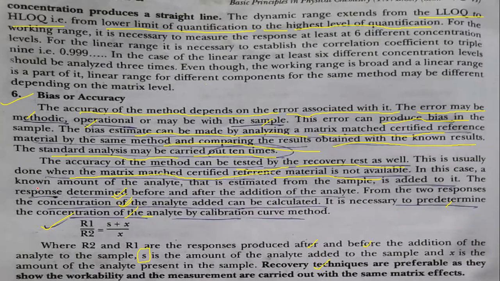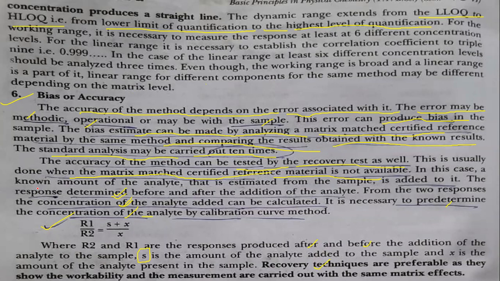Then the bias can be estimated by analyzing a matrix-matched certified reference material by the same method and comparing the result obtained with the known results. The standard analysis may be carried out 10 times. The accuracy of the method can be tested by the recovery test as well.